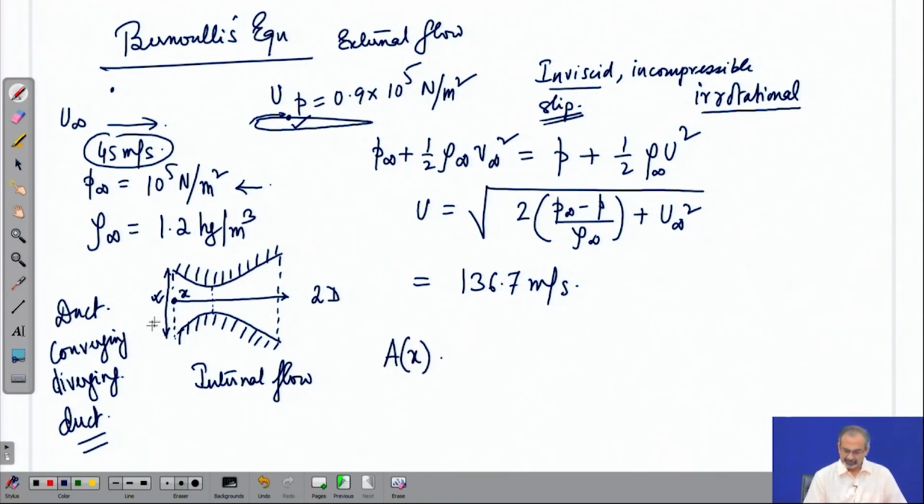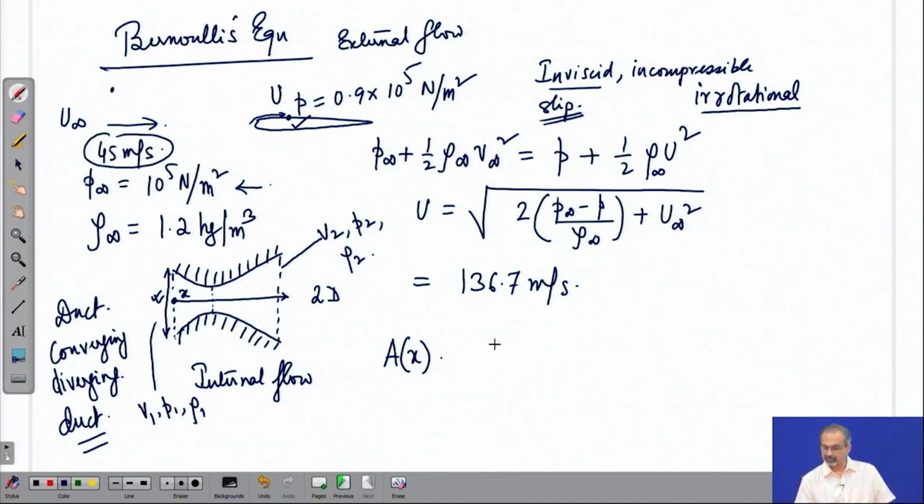Now, you can define the different flow field quantities like velocity, pressure, say density at this station, and you can locate it at the other end of the duct. And of course, we continue to assume that the flow is incompressible, therefore, we will consider it to be invariant with pressure change.